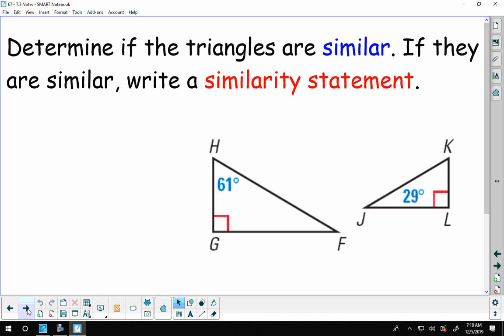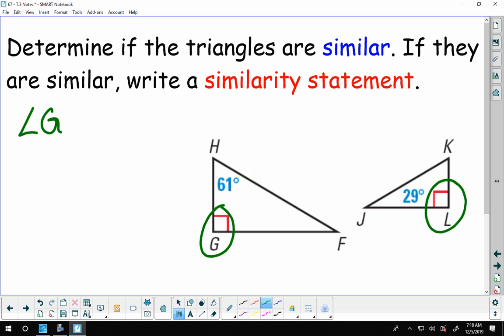So determine if the triangles are similar. If they are similar, write a similarity statement. So right now, we already know that angle G is congruent to angle L because they're both 90-degree angles. And then, as of right now, H is not congruent to J, but we don't know what the measure of angle F and H, the measure of angle F and K are.